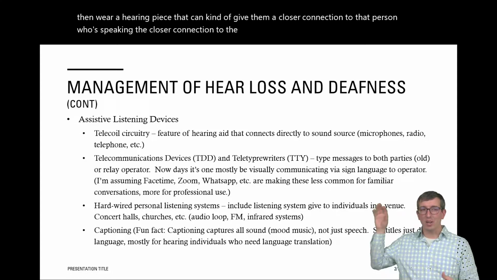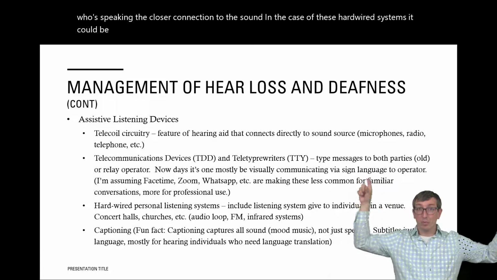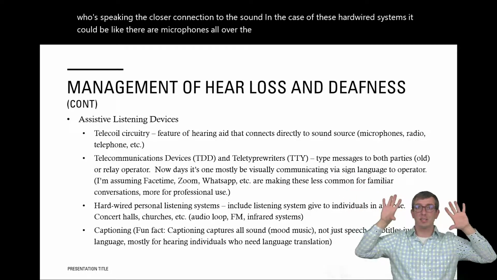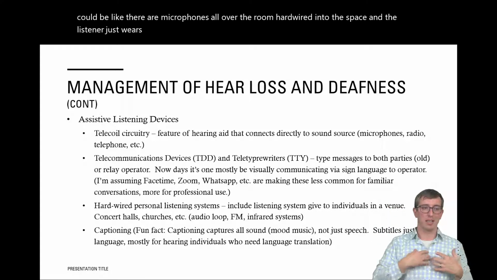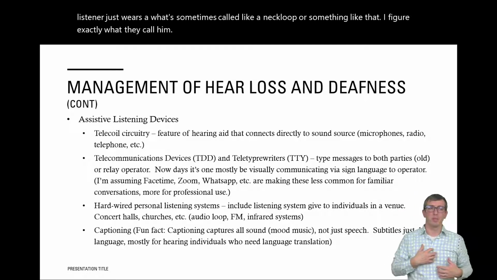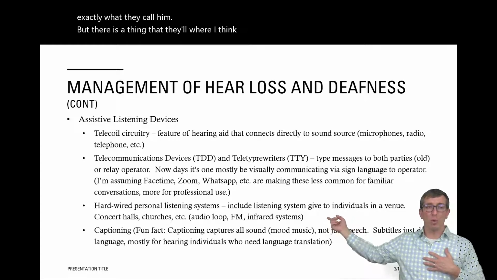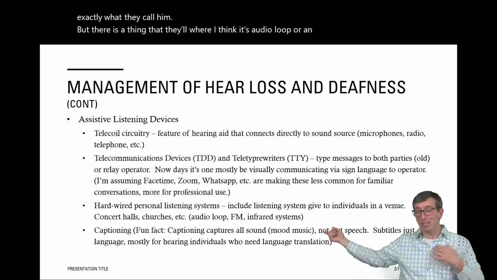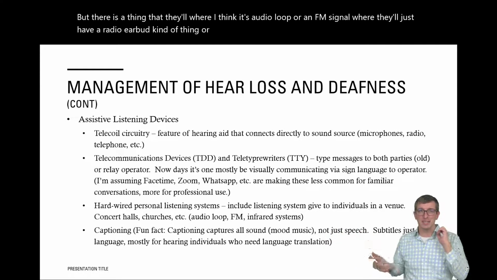In the case of these hardwired systems, there could be microphones all over the room hardwired into the space, and the listener just wears what's sometimes called a neck loop or something like that. I forget exactly what they call them. But there is a thing that they'll wear, I think it's audio loop, or an FM signal where they'll have a radio earbud kind of thing. Or there's even infrared light systems that do this.